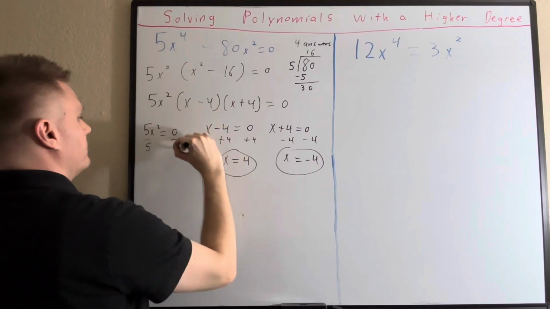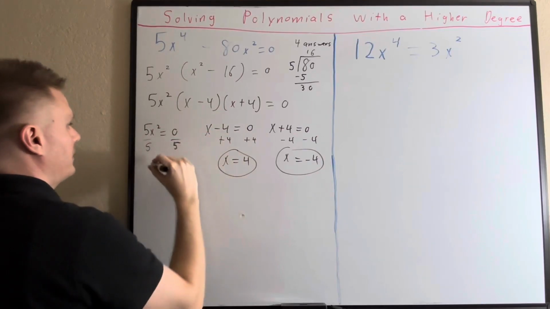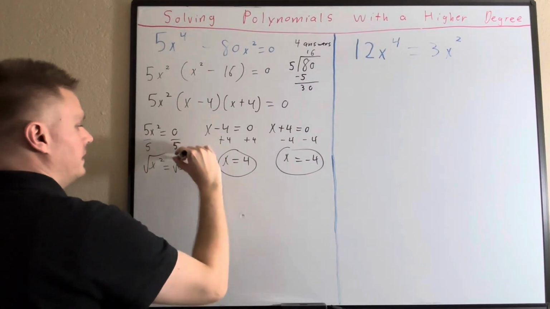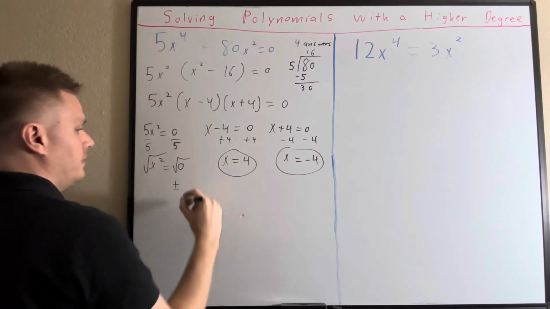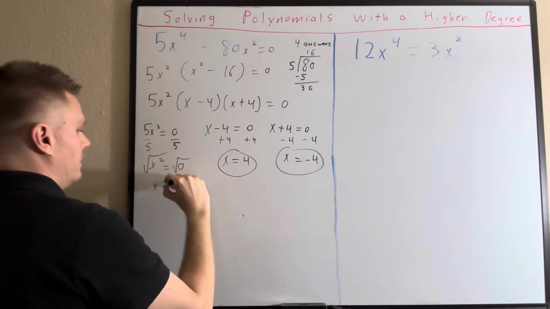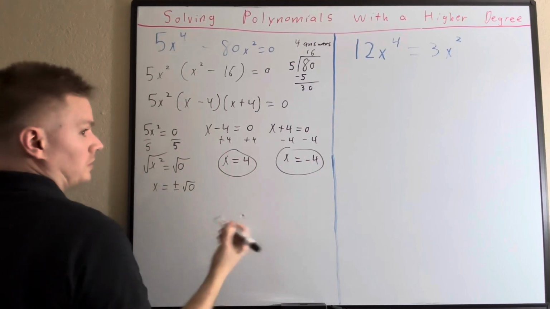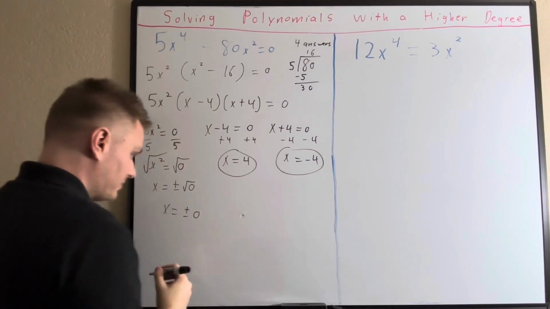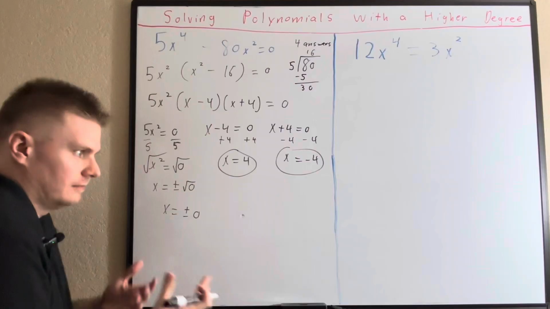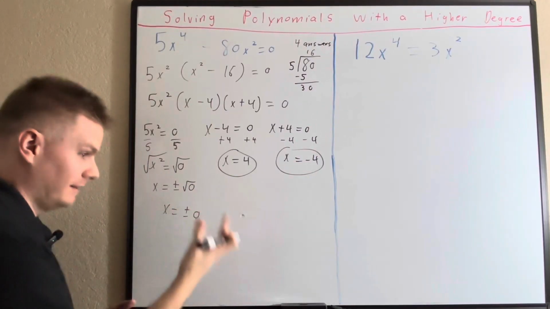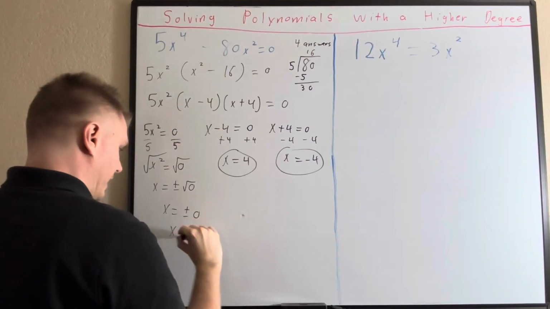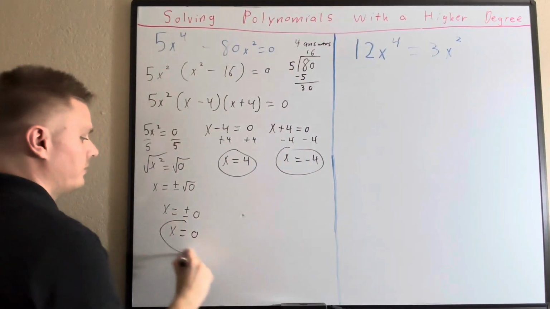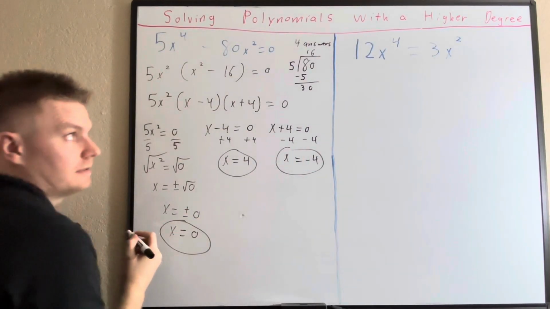Divide both sides by 5. Oh, that's the easiest math you're ever going to have. 0 divided by 5 is 0. X squared equals 0. Square root both sides. And when we square root both sides, we do positive negative, right? Square root of 0 is 0. So the answer is positive negative 0. When you add 0 to something, it doesn't change anything. When you subtract 0 from something, it doesn't change anything. So the answer is 0. But because it's positive negative, it's actually counted twice. So that accounts for all 4 of our answers. See how that happens?